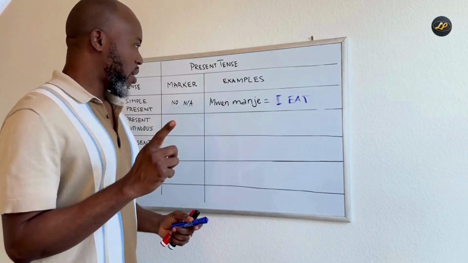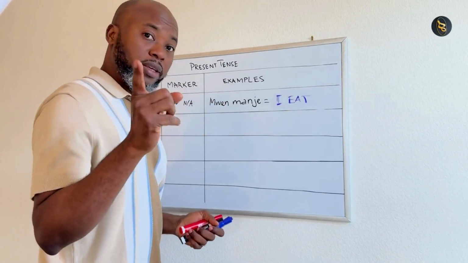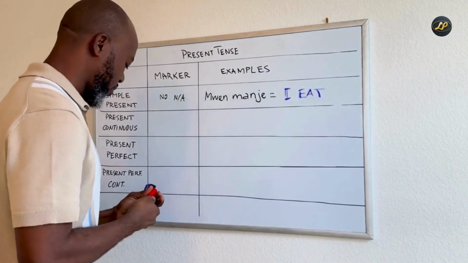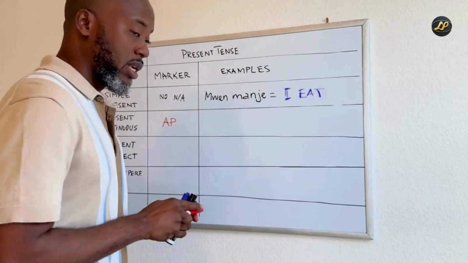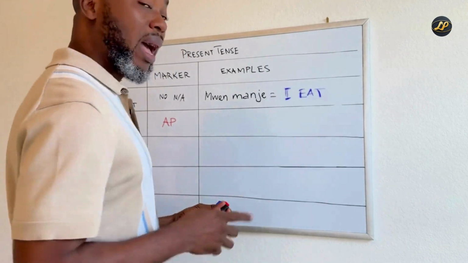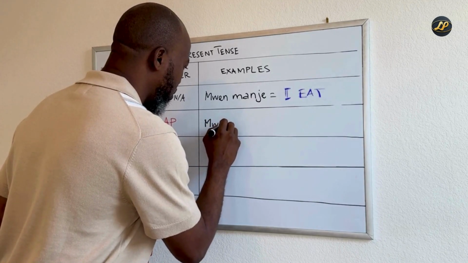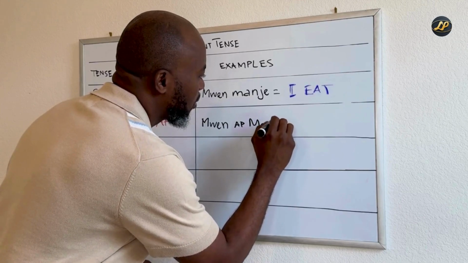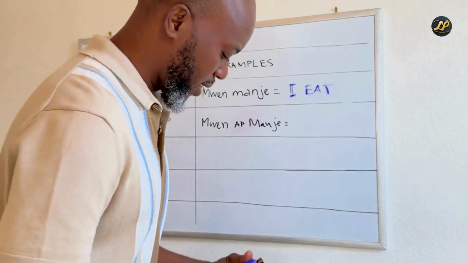Right? Now, for present continuous, do we have any marker? Yes, we do. And the marker we use is a. Like ap. And one example would be, if I keep the same verb, I will say, moi a manger, meaning I am eating.